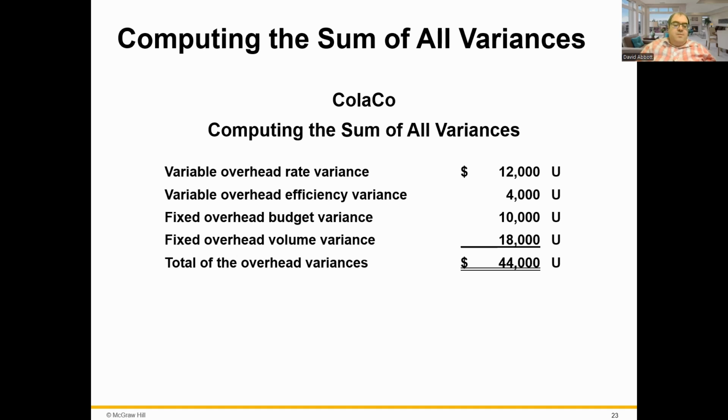The sum of the variable and fixed overhead variances, 44,000, which is unfavorable, is shown on this slide. Notice that the sum of the variances equals the amount of underapplied overhead.